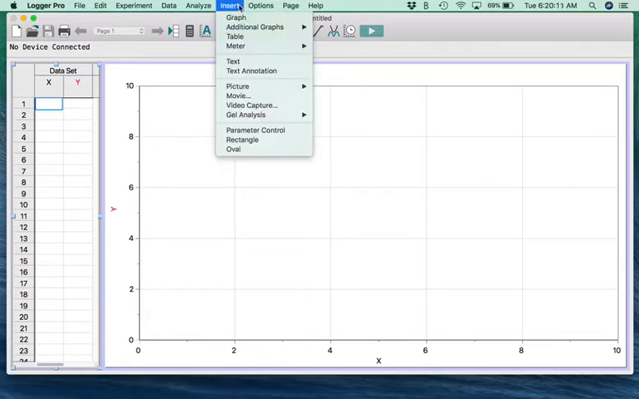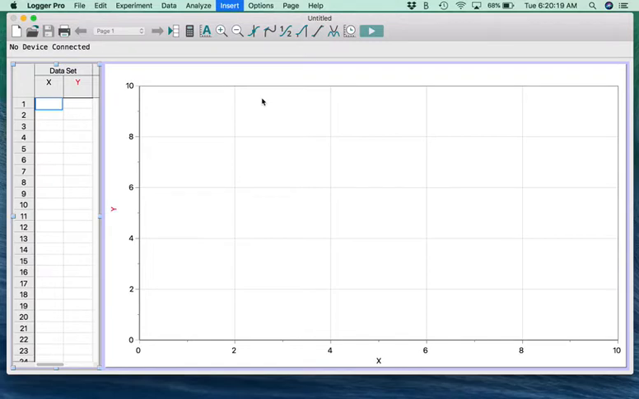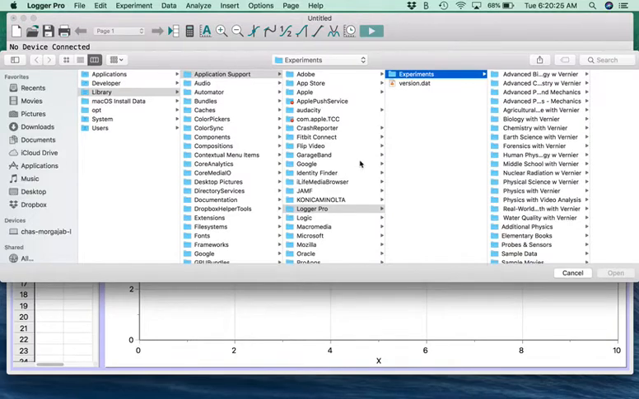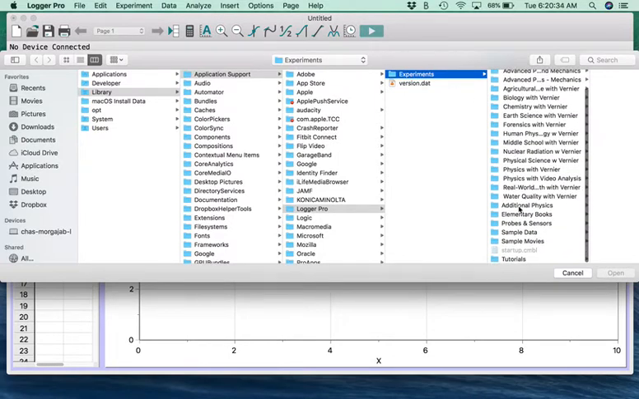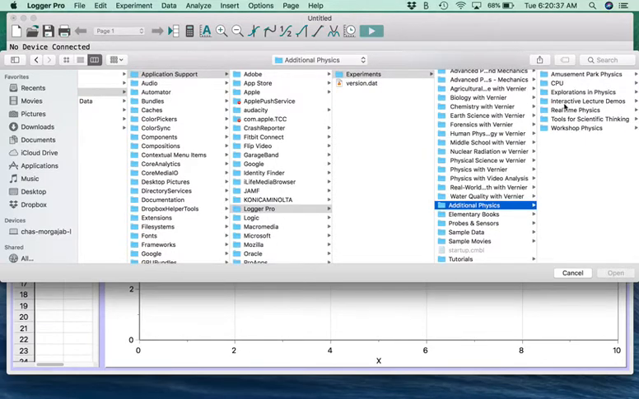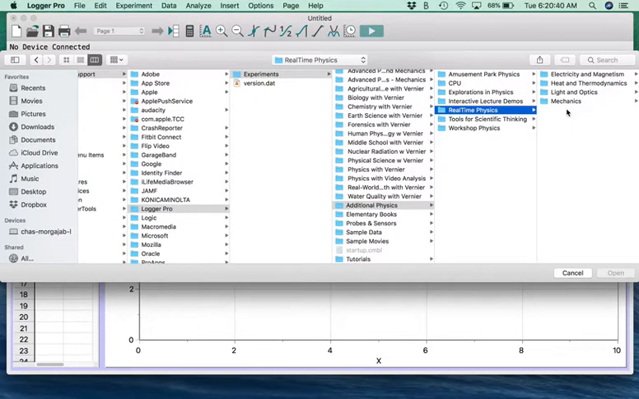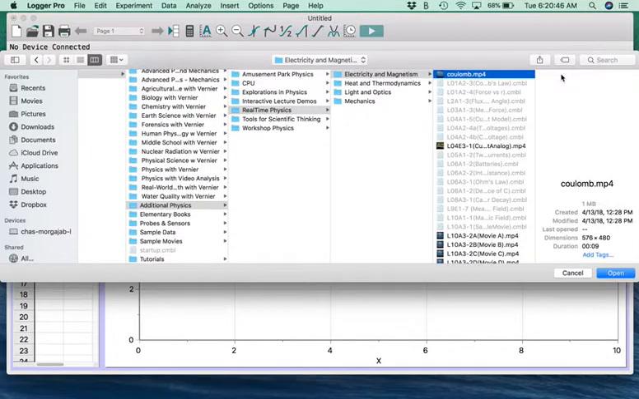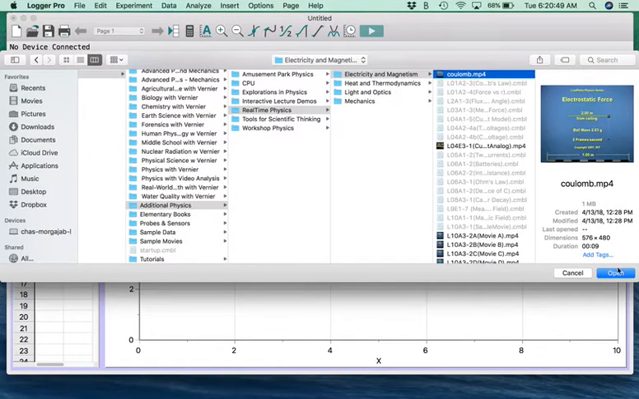All right, so my first step, once I have LoggerPro open, and there's no device connected to it, is to insert that movie. So I go to the Insert Movie menu, and then it's a bit of a rabbit hole, but this is in the lab handout how we find our way to this movie. So in the LoggerPro folder, there is an Experiments folder. Down there is Additional Physics. Within Additional Physics is a curriculum package called Real-Time Physics. In Real-Time Physics, there's electricity and magnetism, and in electricity and magnetism, finally, we find this movie called Coulomb.mp4, and I'm going to select that, and it opens up the video.